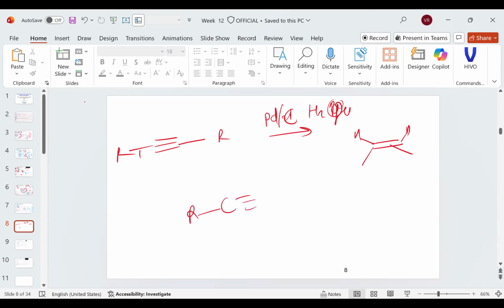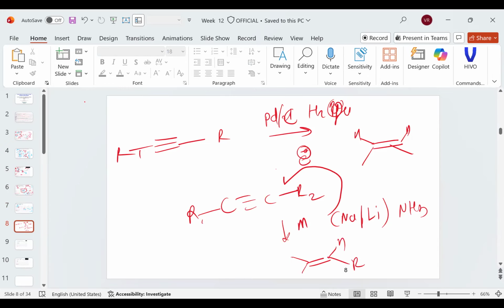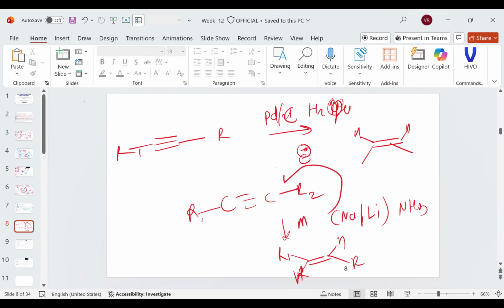But when we add any metal such as sodium or lithium in NH3, they provide the electron to this carbon, and this reaction goes via a radical mechanism. In that case we get the stable olefin as a product, because in the intermediate we get a radical here and an anion forms here, and that in-between step generally helps to form the E product as the major product. In the earlier case, the Z product was the major product.